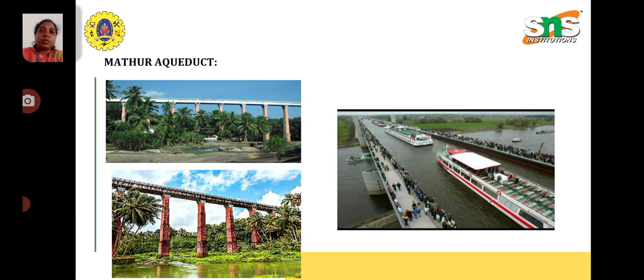These images show examples of the aqueduct. This is the Mothur aqueduct, constructed in Tamil Nadu. It has large piers, that is the pillars constructed in the water works. On the right side of the image, we can see an aqueduct which is used for shipping purposes.